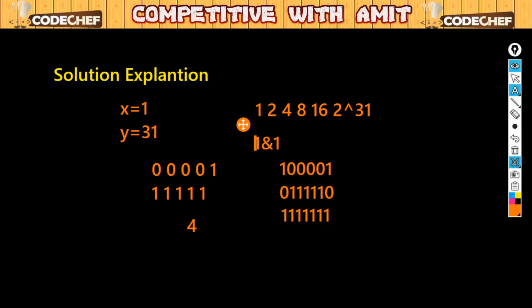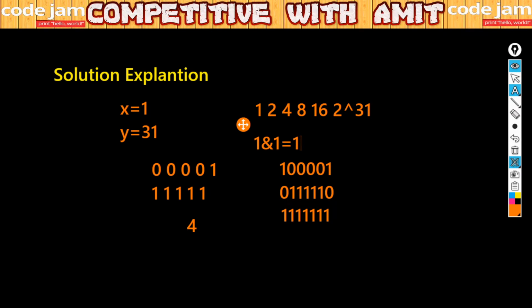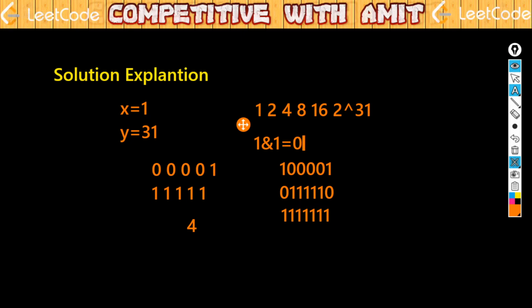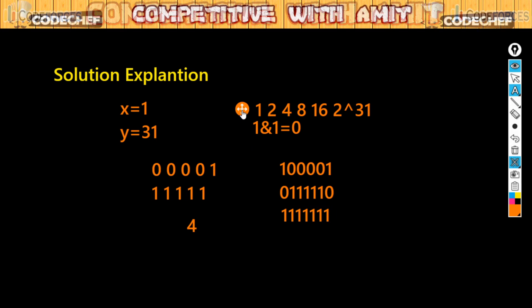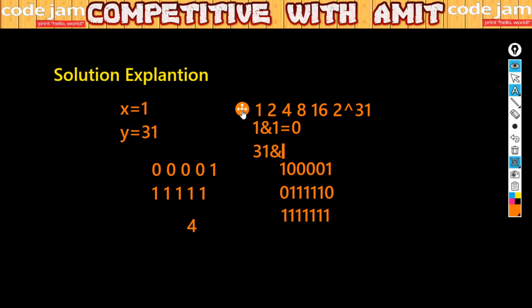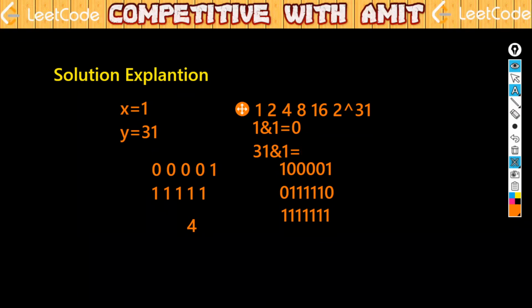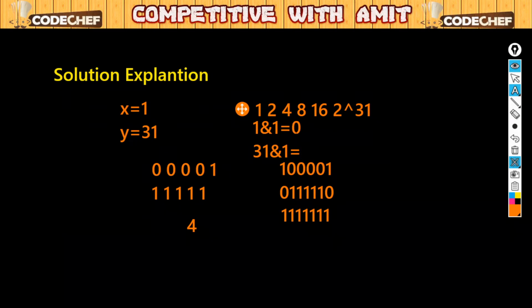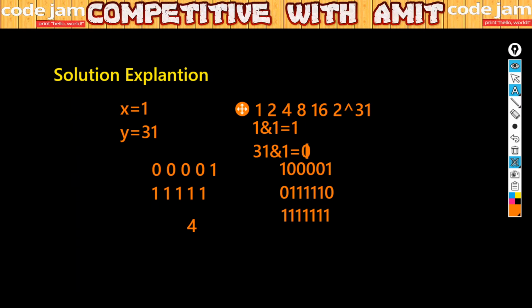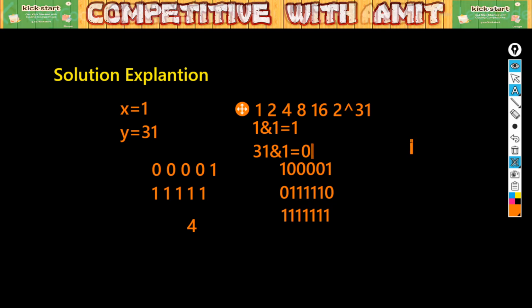If this does not come equal to 0, then the bit here is 1. Similarly we will do this for the other number also, so we will do 31 AND 1. If this is also not 0, then we have to check whether these two bits are different. If they are different, then we will increment the count. Because if they are not similar, suppose this is 1 and this is 0, then we can easily understand that their binary representations at that index are not equal.